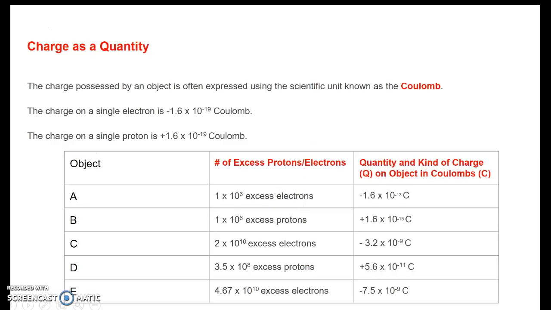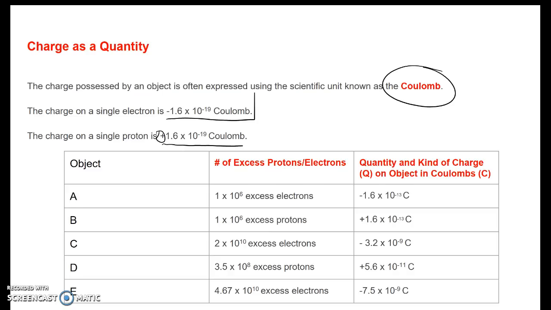Now, charge is a quantity. A single electron has a charge of 1.6 times 10 to the negative 19 coulombs. A single proton is the same quantity, 1.6 times 10 to the negative 19 coulombs, but since protons are positive, it's a positive charge. So a coulomb is the unit of charge that we talk about. So anytime we talk about charge, coulombs is the unit.